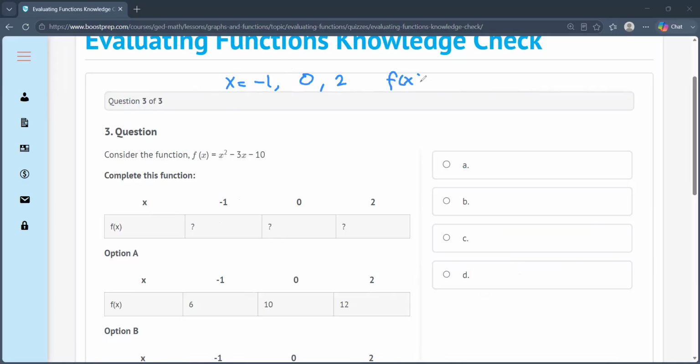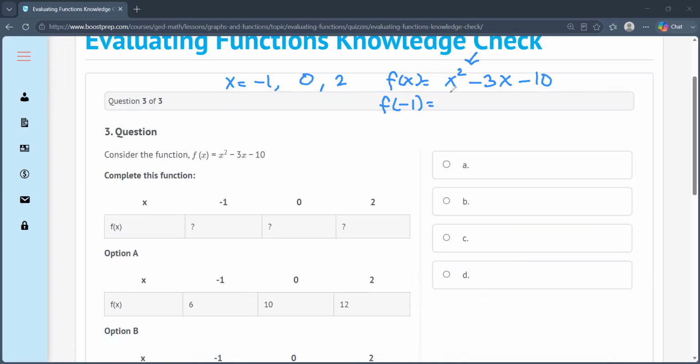Here's our function, f of x equals x squared minus 3x minus 10. What kind of function is this? This is a quadratic because the power is 2. So let's figure out the output when the x value is -1. Let's try -1 first. Wherever you see an x, plug in -1. I'm going to be very careful and use parentheses. This is where a lot of people make mistakes.